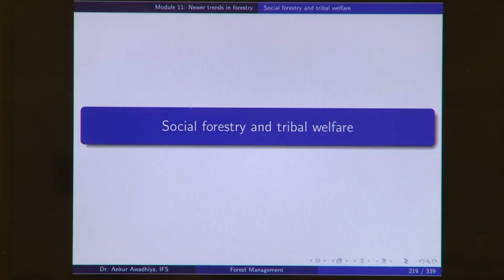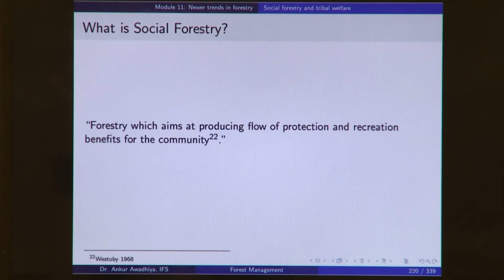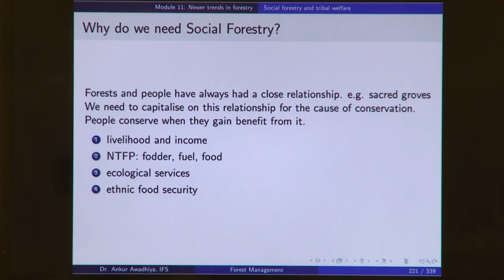In the second lecture of this module, we looked at social forestry and tribal welfare. Now, social forestry is defined as forestry which aims at producing a flow of protection and recreation benefits for the community. So, basically social forestry says that if you want to protect the forest, you can only do it when the local people are able to gain benefit from it.